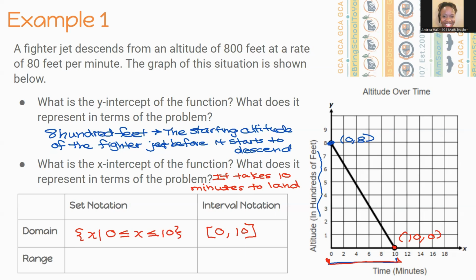Our range, all right, our range is the y values from 0 to 800. And it includes it, so I would say 0 to 800, because remember that 8 is in hundreds of feet. And so I would say y such that 0 is less than or equal to y is less than or equal to 800. And close that up. Okay, so that's the x-intercept and the y-intercept.